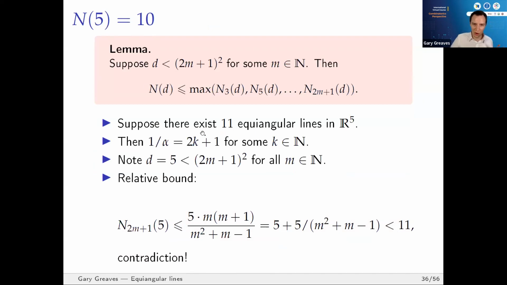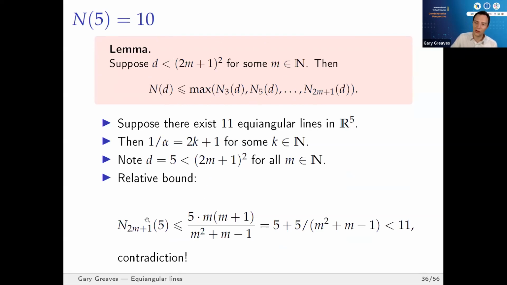So we just need to show that we can't get 11 equiangular lines. So we'll do this using contradiction. We'll assume that there exist 11 equiangular lines in dimension 5. And Neumann says, since 11 is more than 2 times 5, 1 over the angle must be an odd number. Now, we can apply this lemma here because 5 is less than 2 times m plus 1 for all natural numbers m. So 3 squared, 5 squared, and so on. 5 is always less than that. So we can directly apply this one.